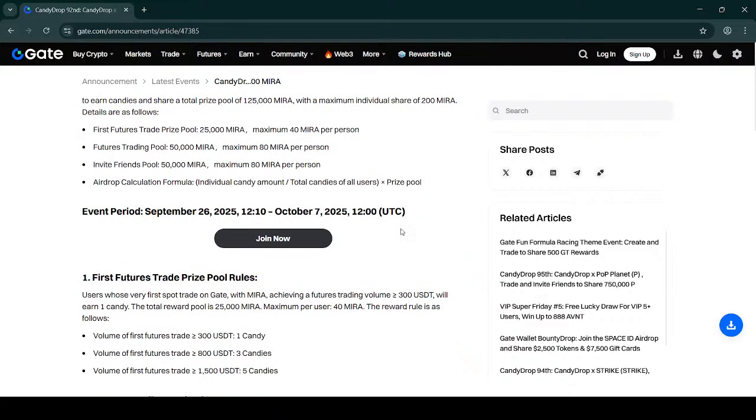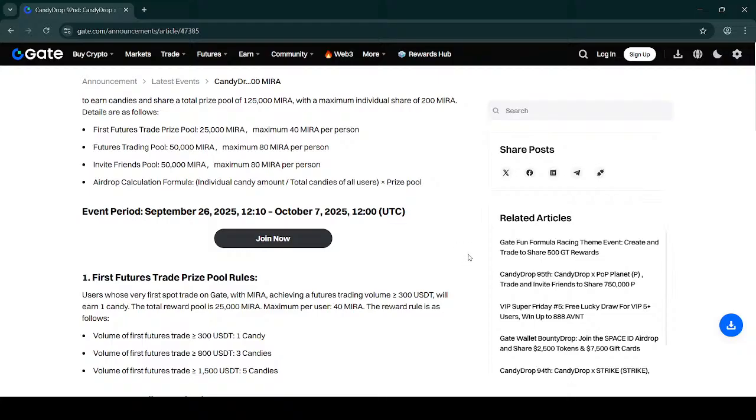So let's talk about futures trading and the prize pool: 25 thousand Mira, maximum 40 Mira per person. Futures trading in full, guys, 50,000 Mira and maximum 80 Mira per person. Invite a friend in full, and this is 50,000 Mira, maximum 80 Mira per person. So add up and calculate the formula: individual candy amount, total candy of all users, prize pool, guys.